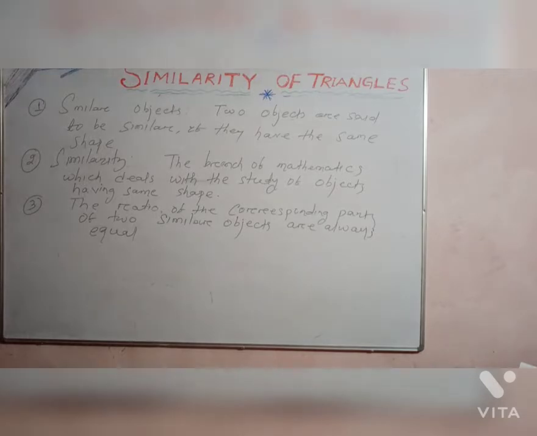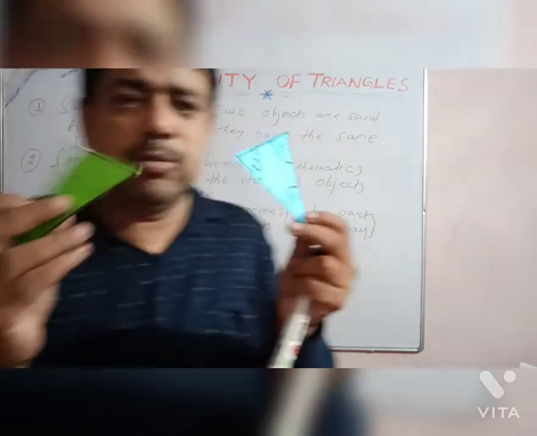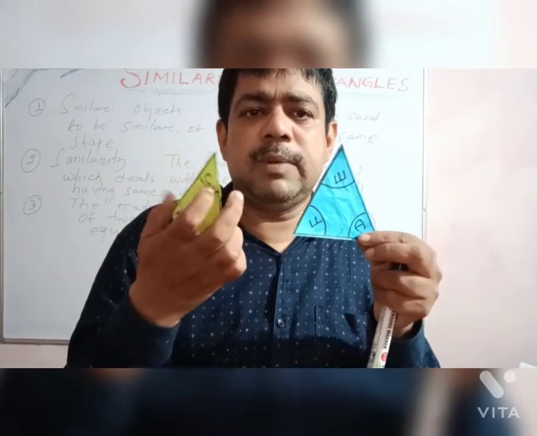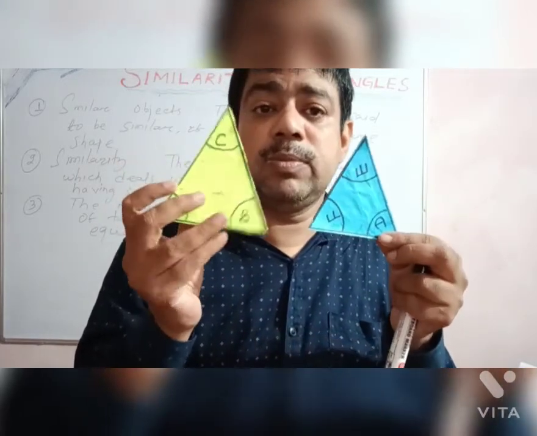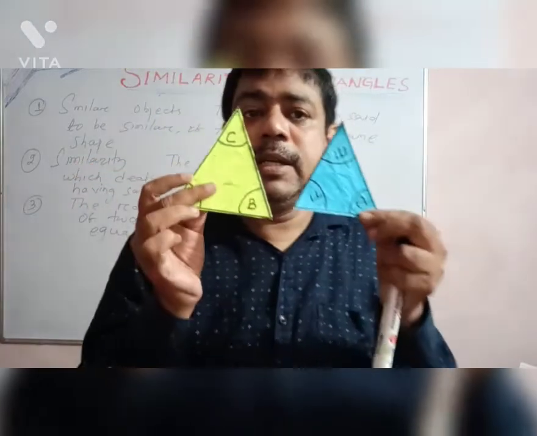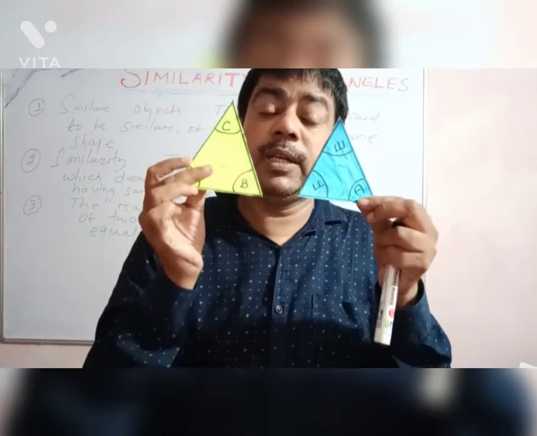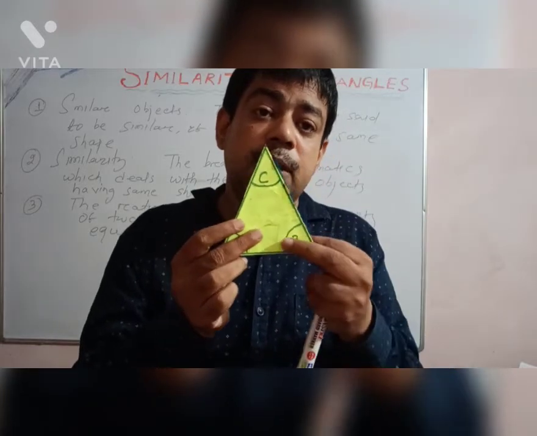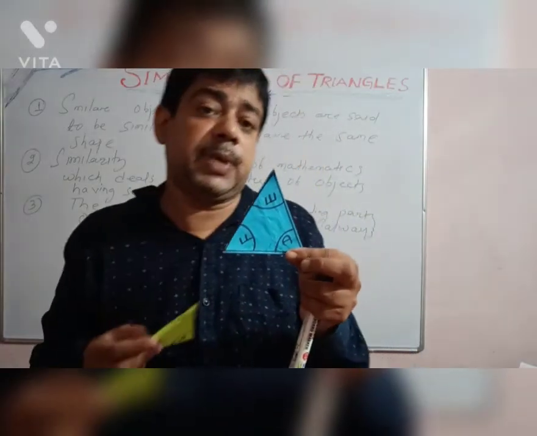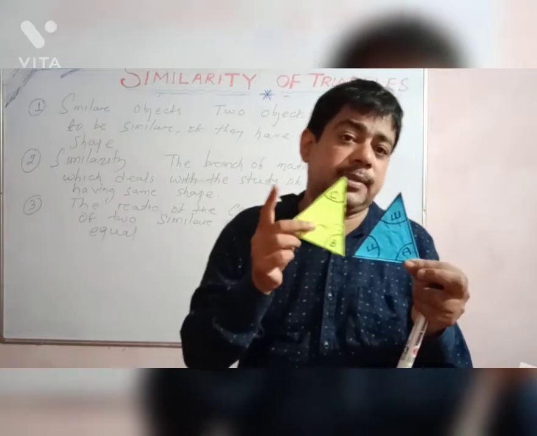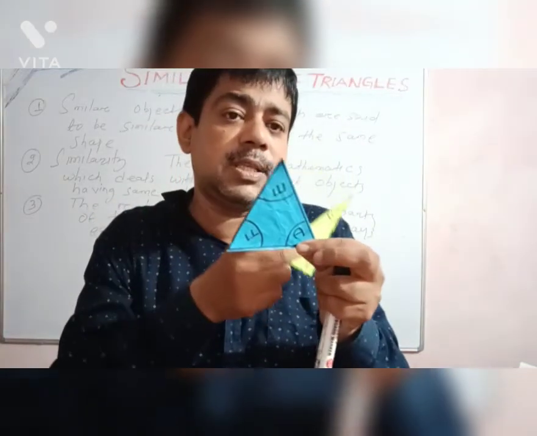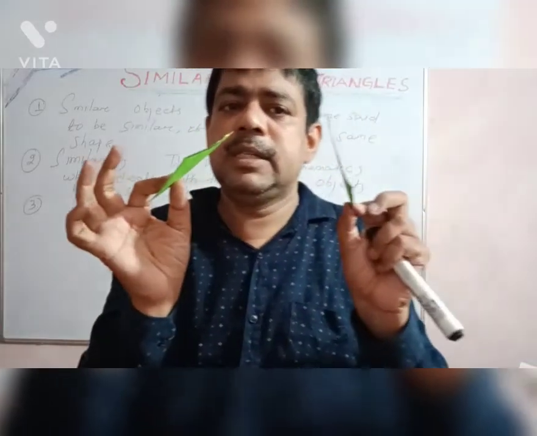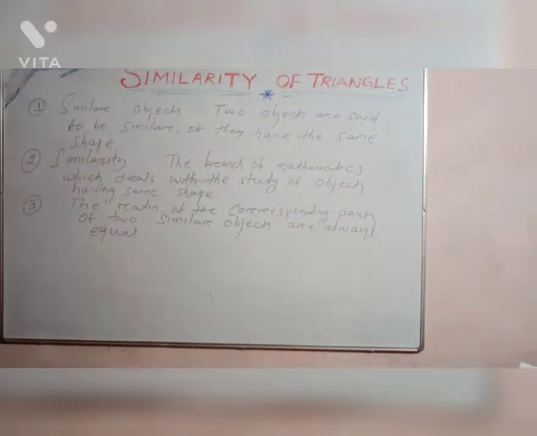Now you see this triangle, we can say it is also similar. When two triangles are similar, the ratio of their corresponding parts must be equal. This is the condition. This is the shape of a triangle, this is the shape of a triangle. But if you find the ratio of their corresponding parts, this is the mathematical condition to be followed in every case. If you find the ratio of the corresponding sides and they are equal, then these two triangles can be similar. Is it clear? Understand?